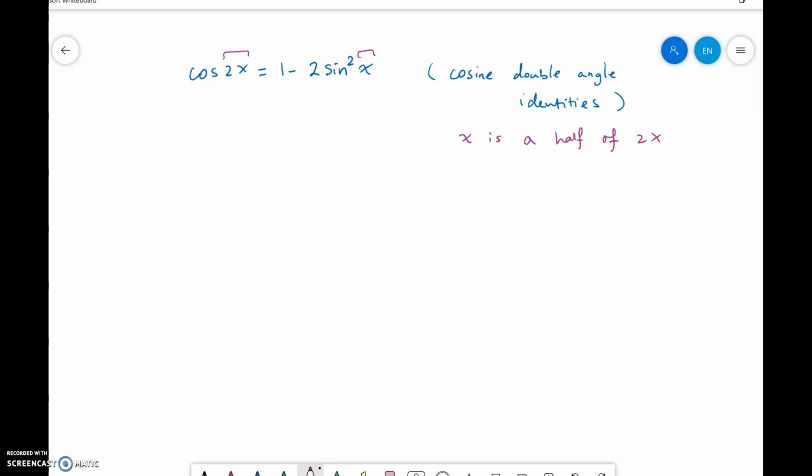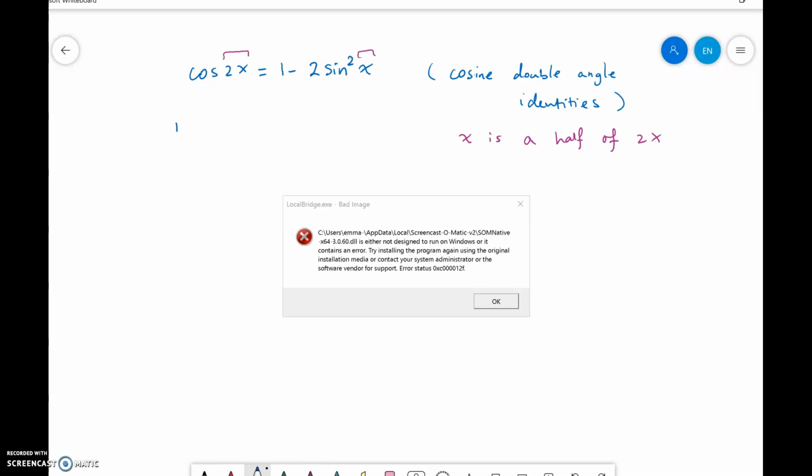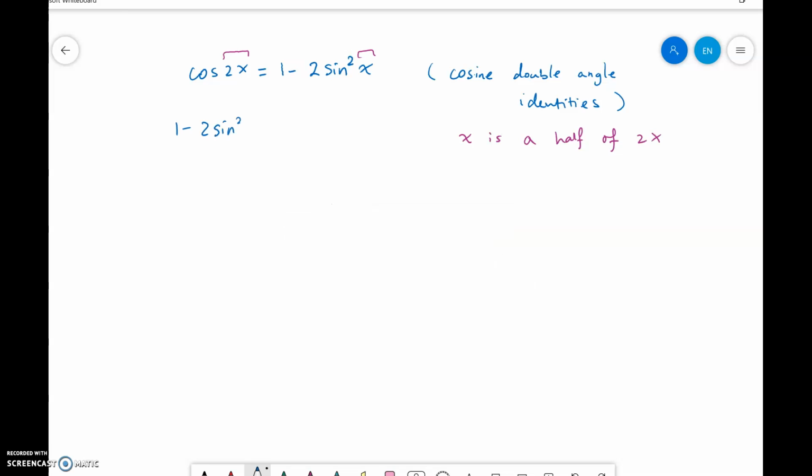Half angle means if I have angle A, then I want to find the half of angle A. That's the reason why we start from the double angle formula. I want to derive a formula for sine of x from this identity, so I'm going to solve it. I'm first going to switch the order: 1 minus 2 sine squared x equals cosine of 2x.